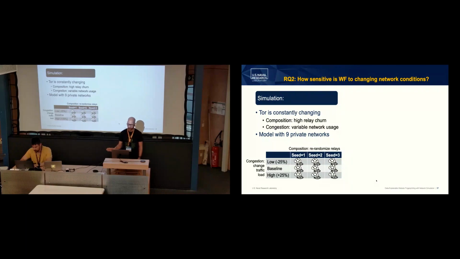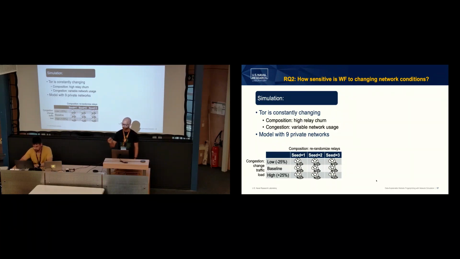All right, moving on to research question 2. How do network effects affect website fingerprinting? So Tor is constantly changing. Both the network is changing, new relays are joining, old relays are leaving, and congestion is highly variable. And so we model this scenario in Shadow by creating 9 different Shadow private networks. We create a baseline network, and then we subtract 25% of the background traffic. That's a low congested state. And we add 25% extra background traffic. That's a high congested state.